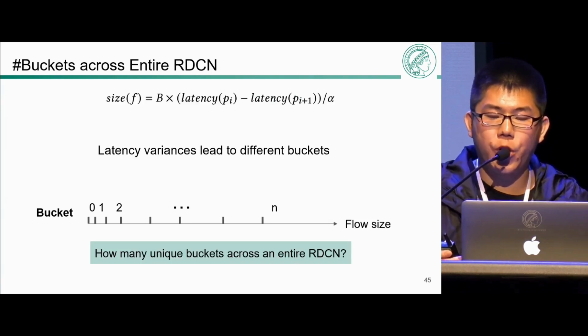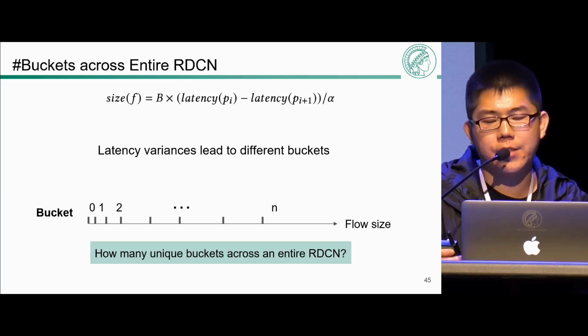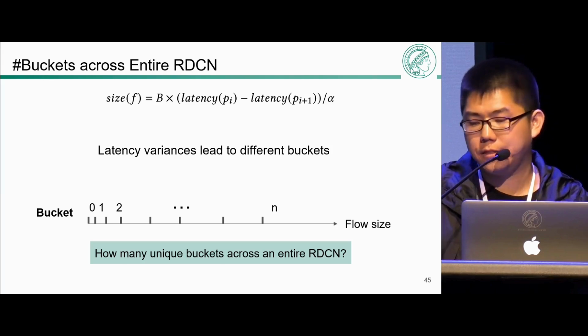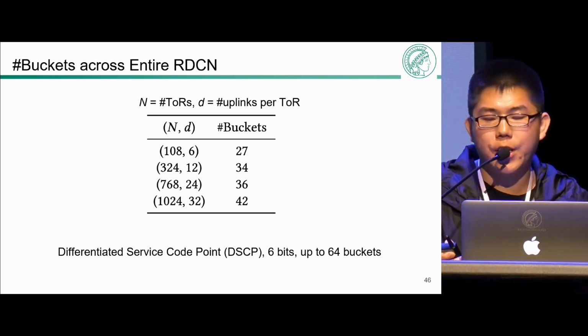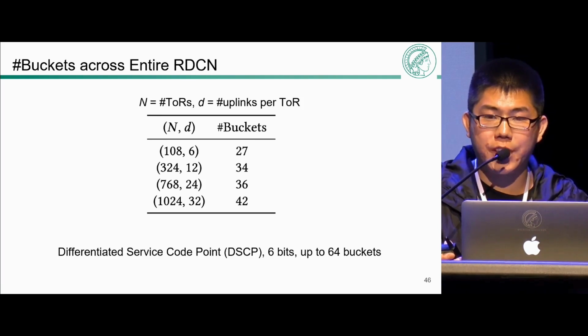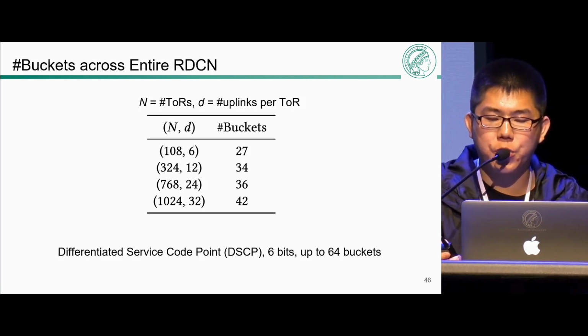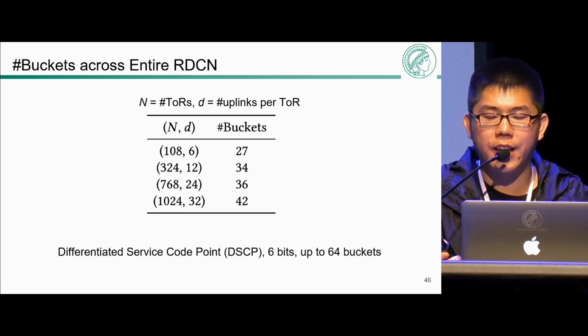According to the equation for calculating buckets, at different time slices, the latency variance can lead to different buckets. So we need to combine all these buckets. The question is, how many unique buckets are there across an entire RDCN? Our results show that with 108 ToRs, there are 27 unique buckets, and the number only rises to 42 under 1K ToRs. We use DSCP with 6 bits, providing up to 64 buckets, which is sufficient to represent all buckets in a large-scale topology.